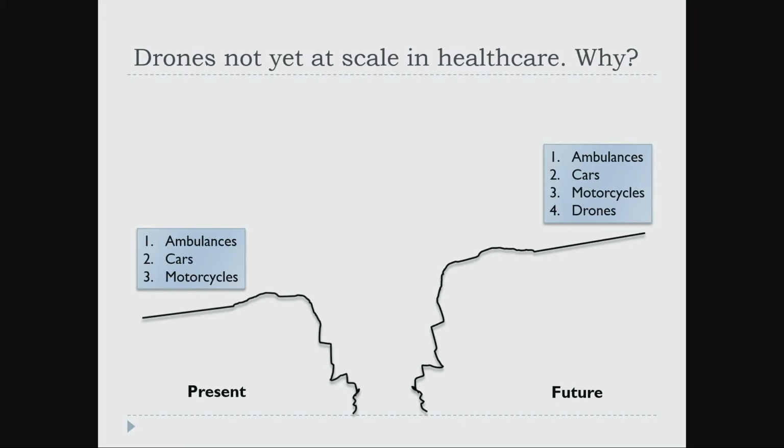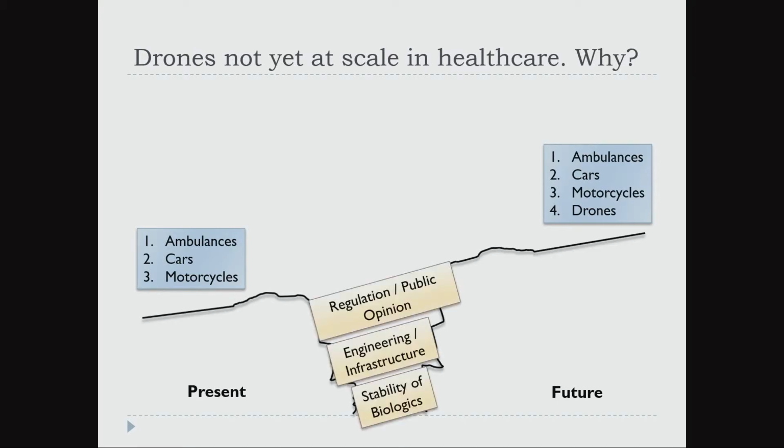So why is that? The way I see it, today we have ambulances, cars, motorcycles, and in the future, drones will be part of that list. But there are three things that stand in the way.